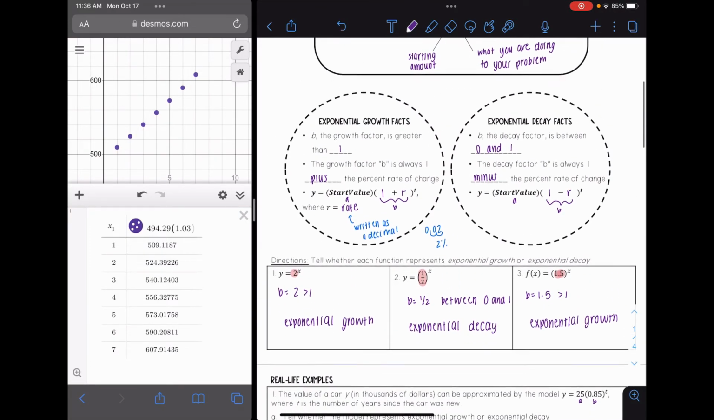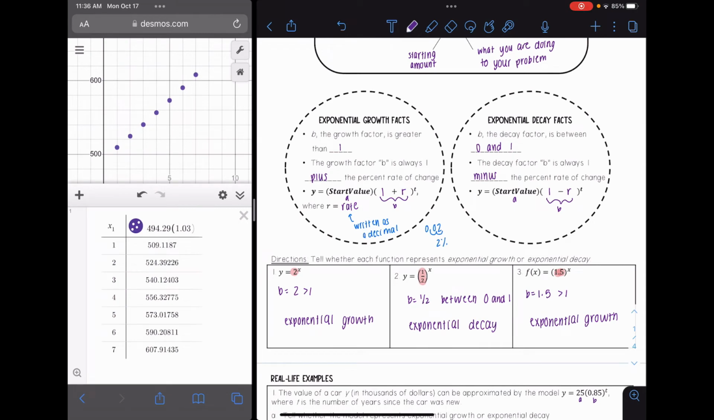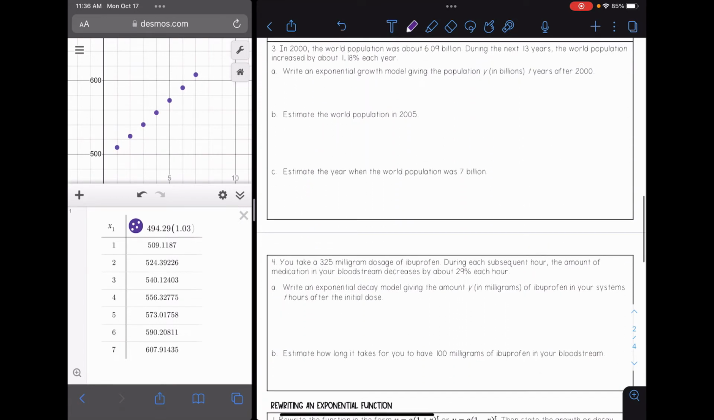Well, we know with exponential growth that my function is going to be y is equal to a times 1 plus r raised to the t. So I need to know what my a is and what my r is. My a, again, is just my starting value. And here I see that I'm starting at 6.09 billion. So a is equal to 6.09. My r is the rate that's increasing by. And I see that's by 1.18%.